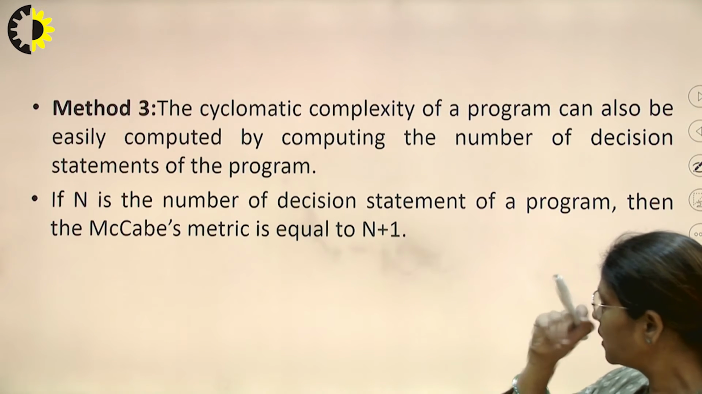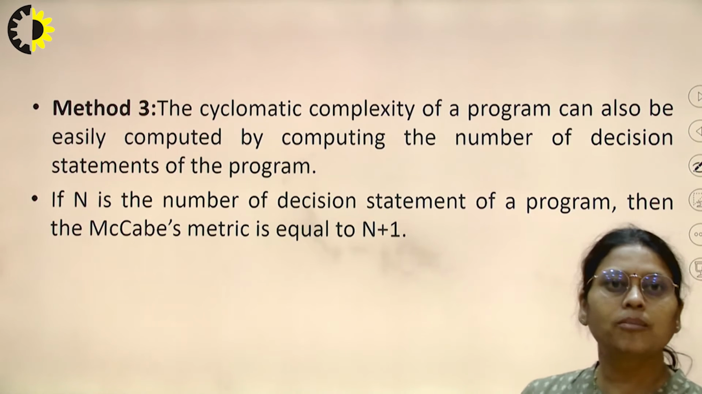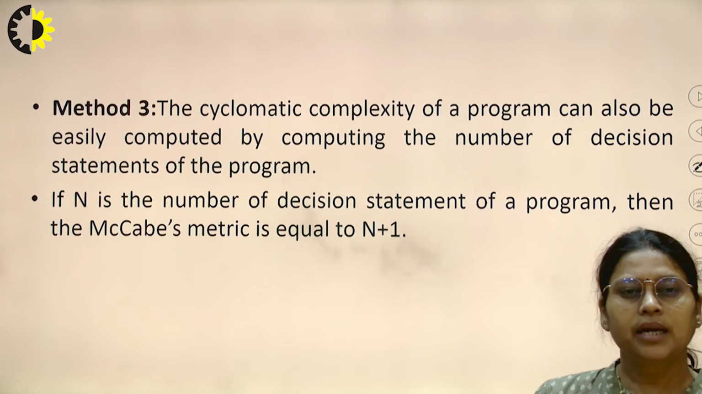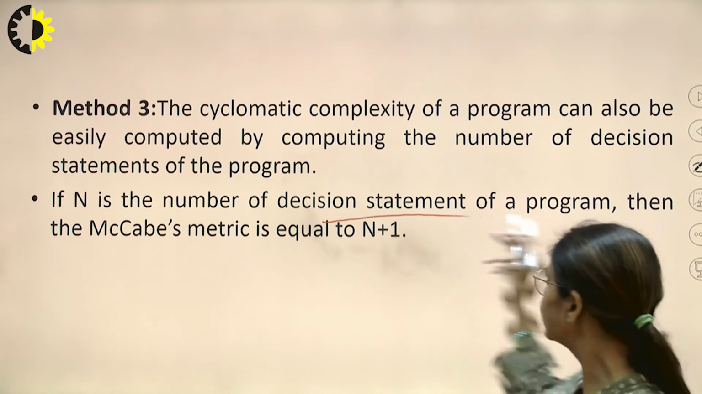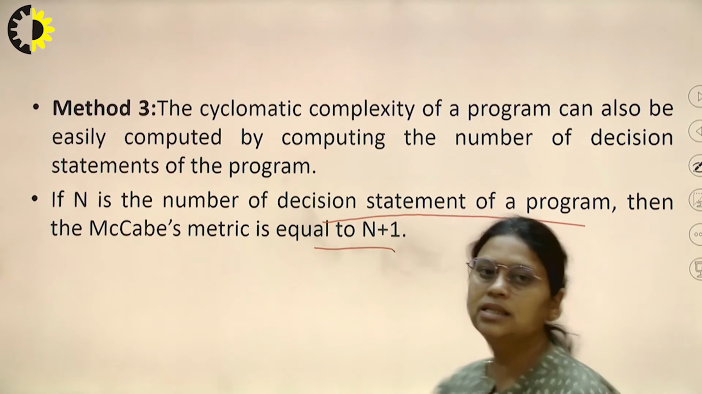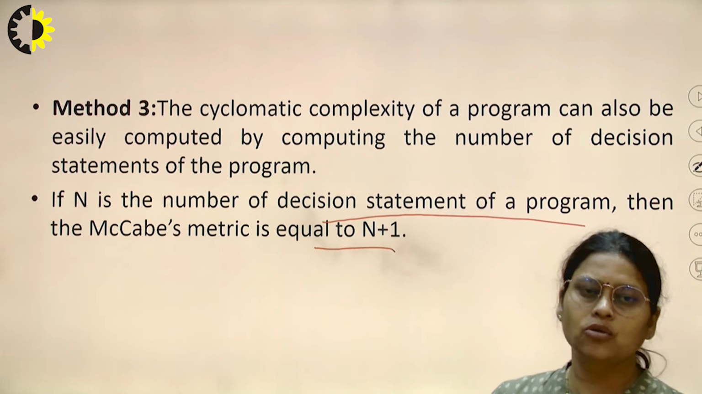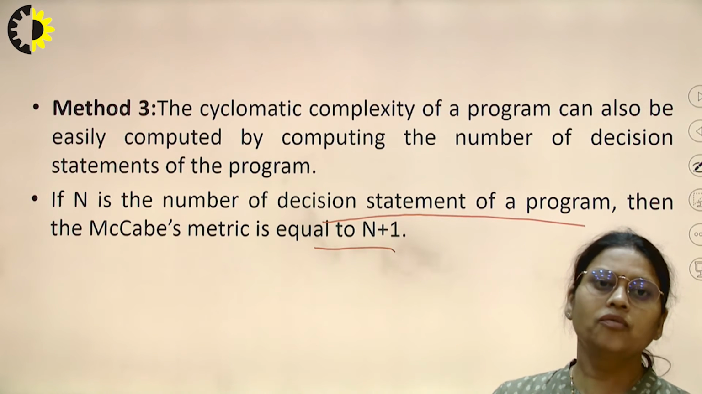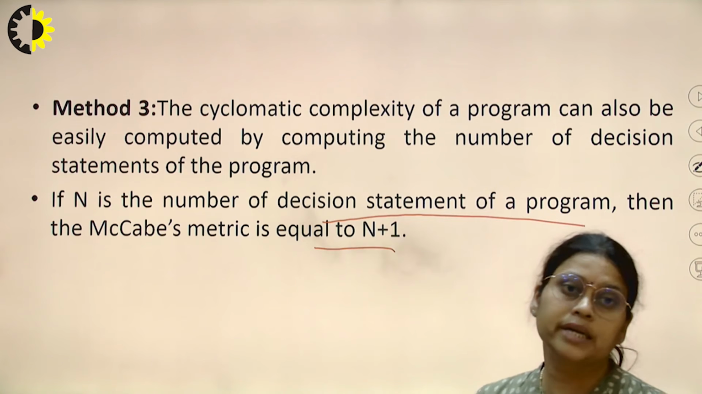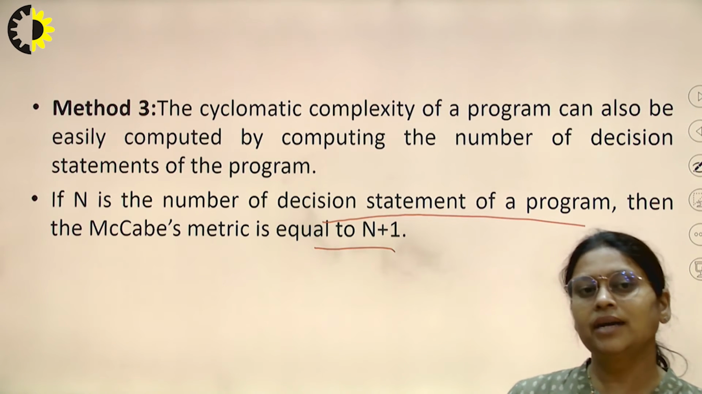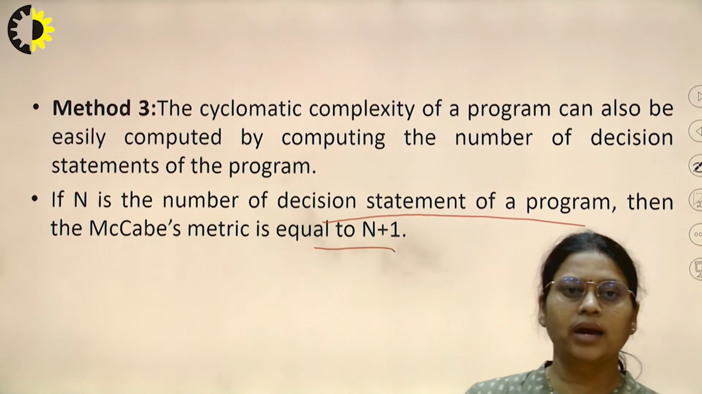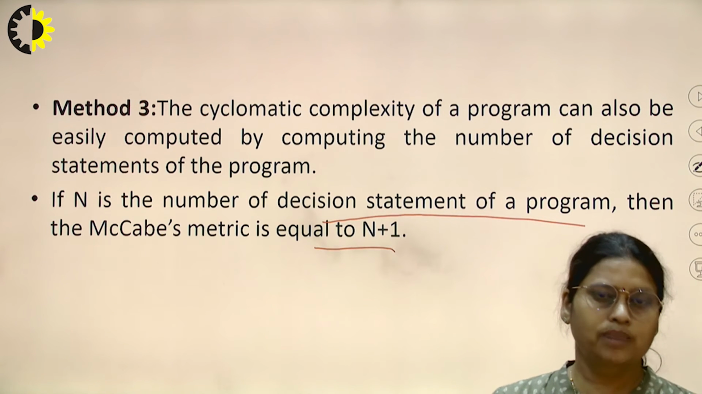The next method: the cyclomatic complexity of the given program can be easily computed as the total number of decision statements plus 1. So with this third method, we can find the complexity of any program without converting it into the CFG. This means that by just seeing the program, we can calculate its complexity.